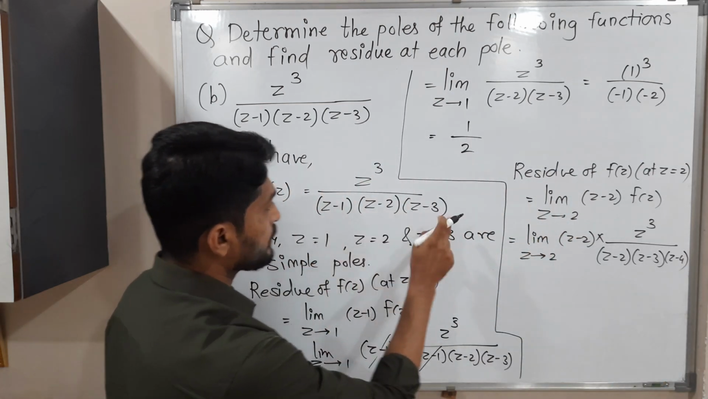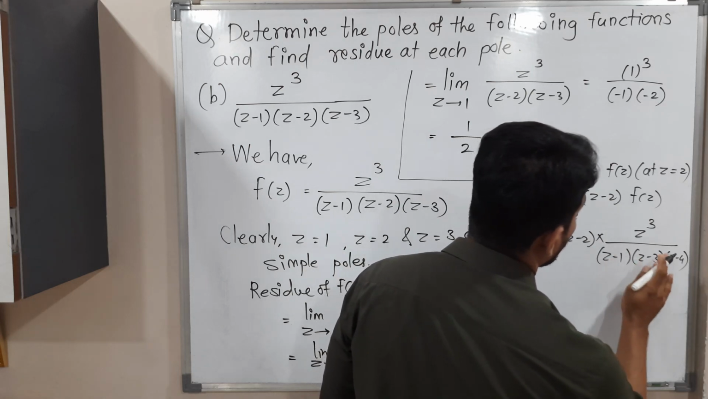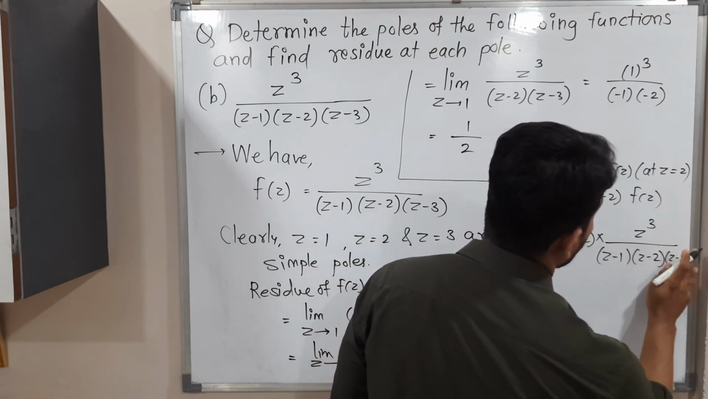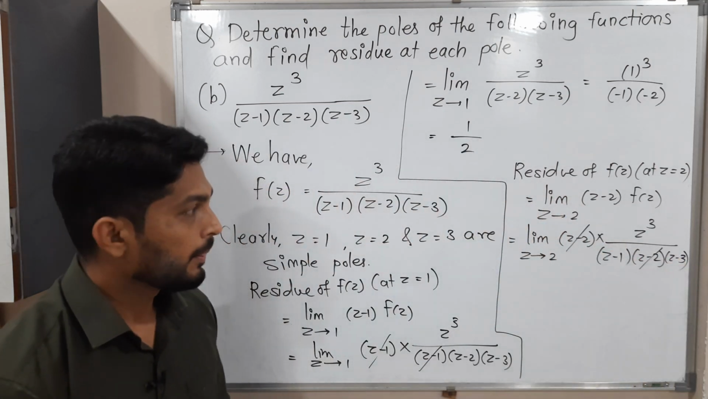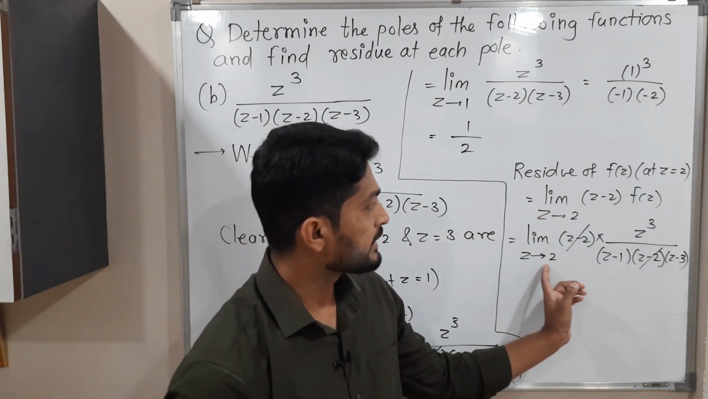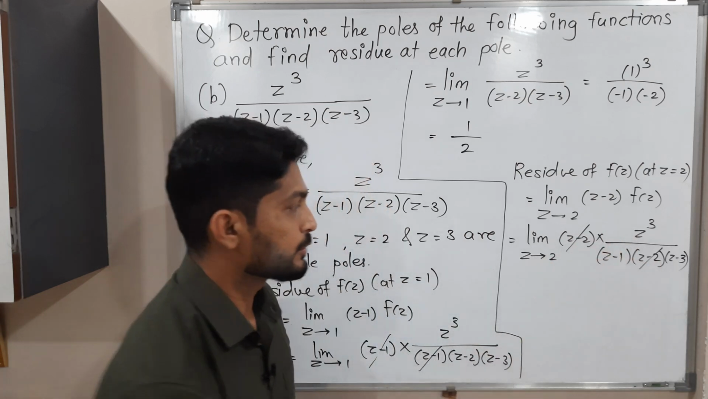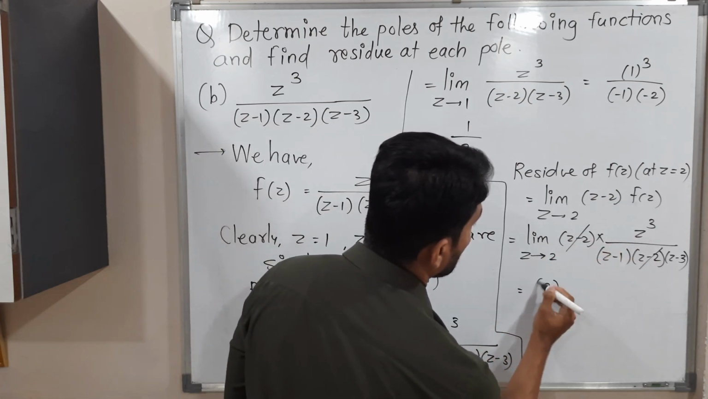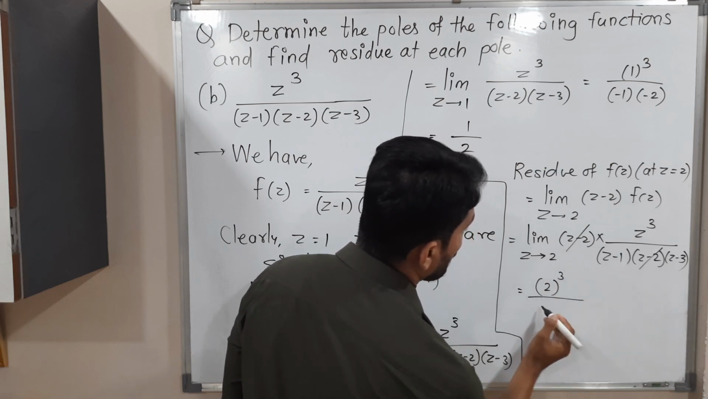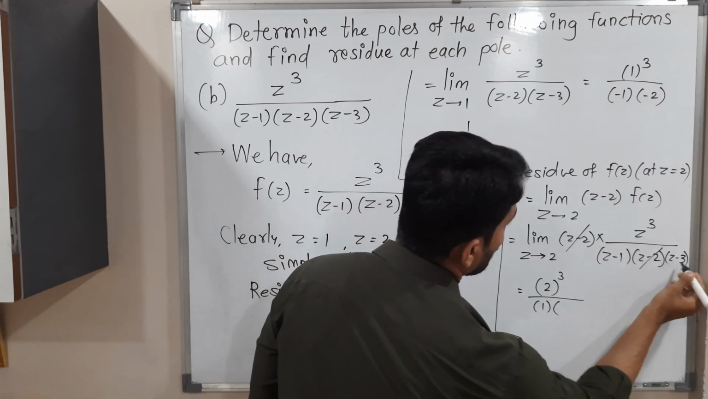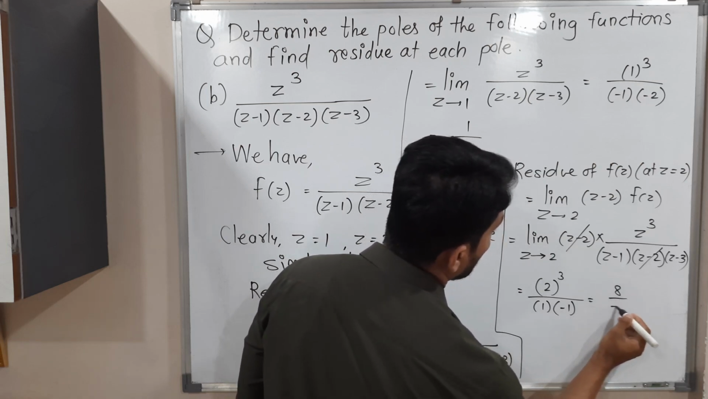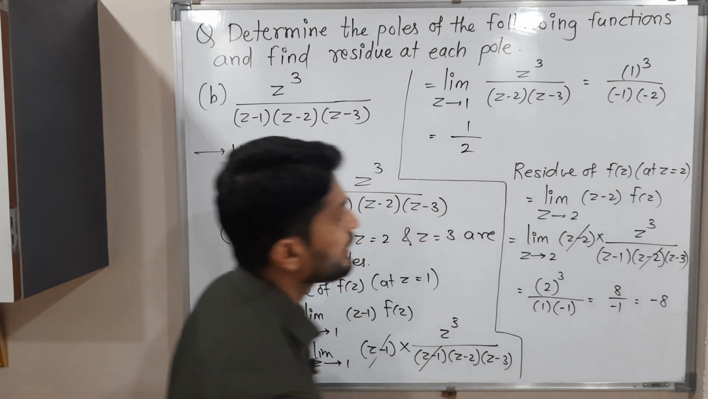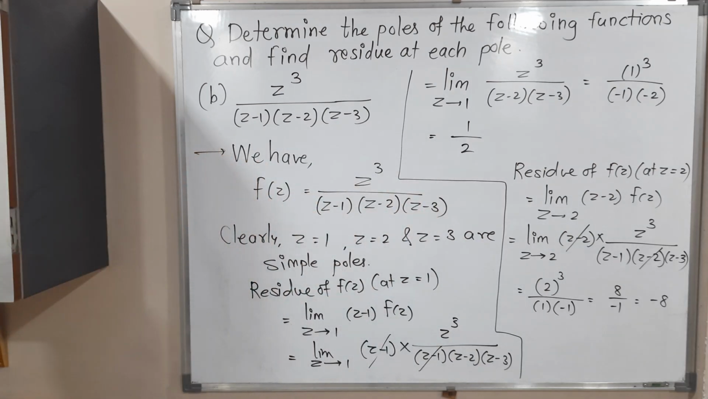I think I made a mistake. z minus 1, z minus 2, z minus 3. So we can cancel z minus 2, z minus 2, right? After that, I will find the value of this limit by putting z is equal to 2 everywhere. So you will get 2 cube by applying the limit. 2 minus 1, 1. 2 minus 3, minus 1. So 2 cube is 8. In denominator, we get minus 1. So the residue is minus 8. Okay. Make a screenshot of it. Then we'll go for the next part of this example.